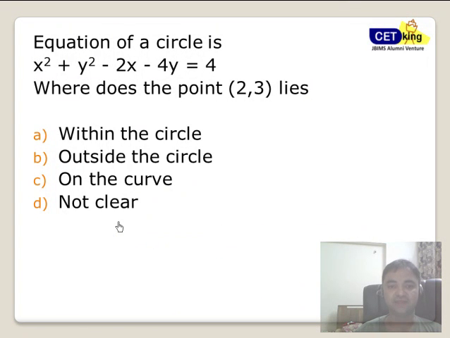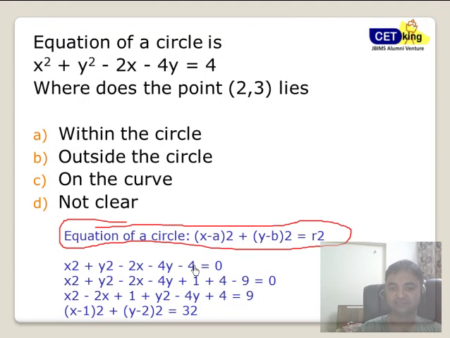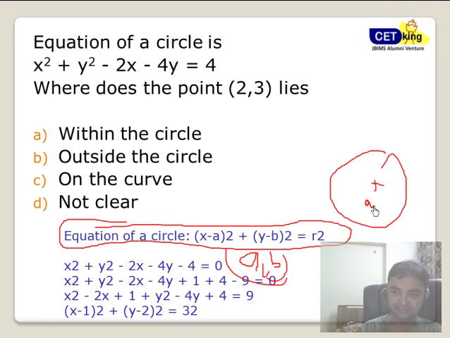Now this is a new question which was there in CAT this year and last year as well. The question is to find whether this point lies on the circle, within the circle, or outside the circle. For this question, normally you have to know this formula, which is (x minus a) whole square plus (y minus b) whole square equal to r square, where a and b become the center of the circle. So if this is your circle, a and b will represent the center and r will represent your radius.